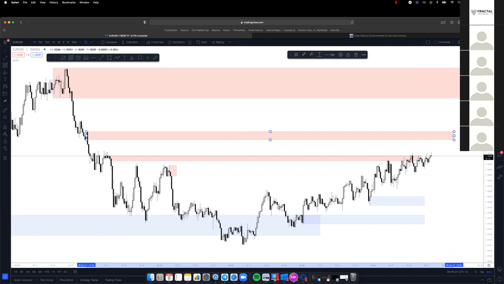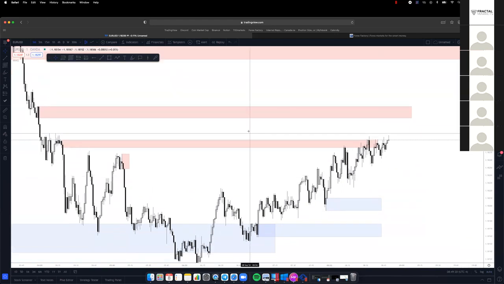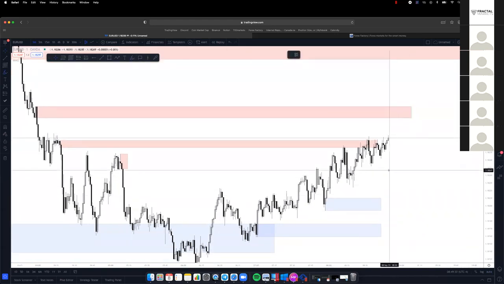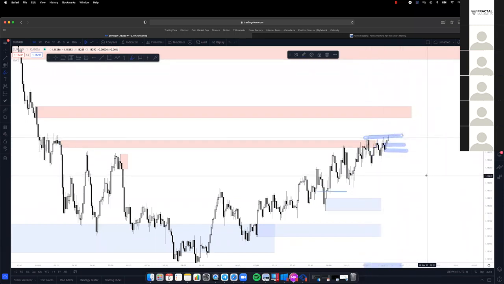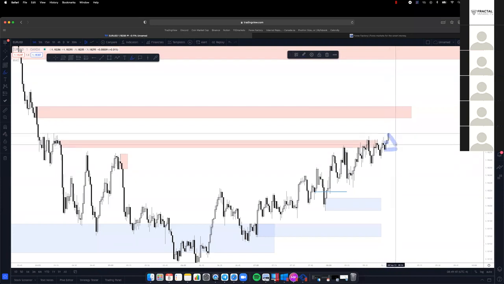The demand isn't demand until it breaks supply and vice versa. The only way for us to signal that demand is demand is it has to take out a supply level, right? So this demand level right here has taken out this structure point. If you wanted to play mitigations, you could potentially take this up to here.